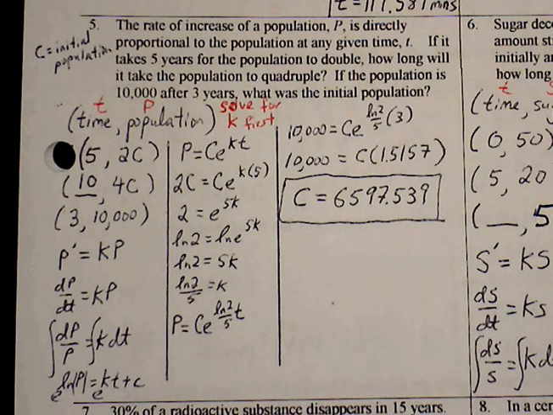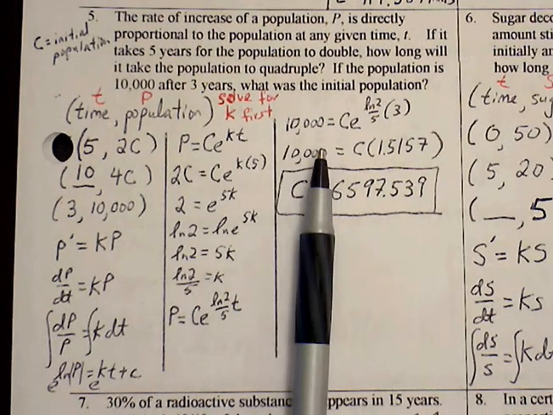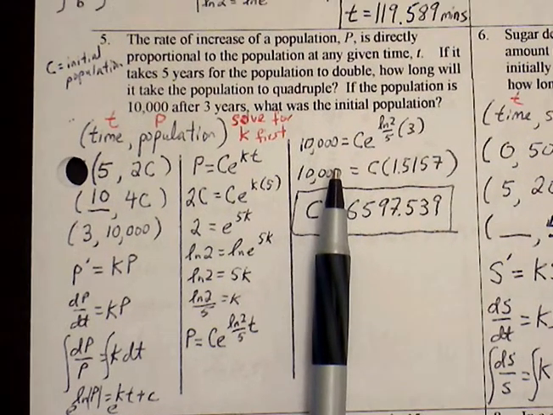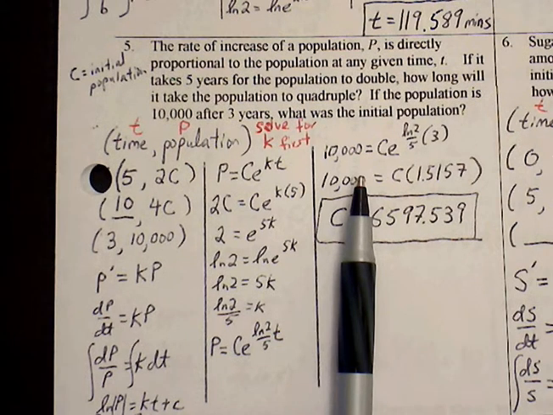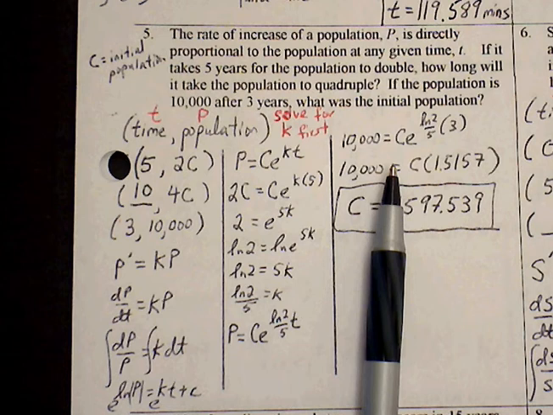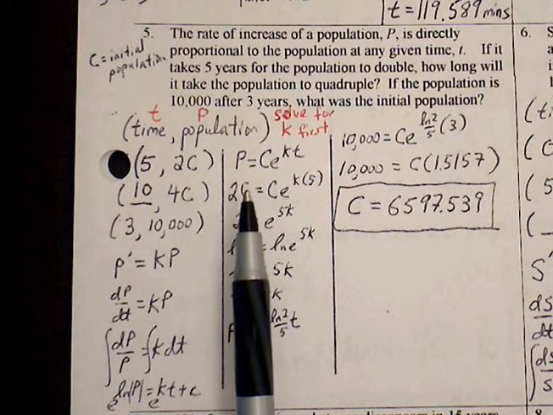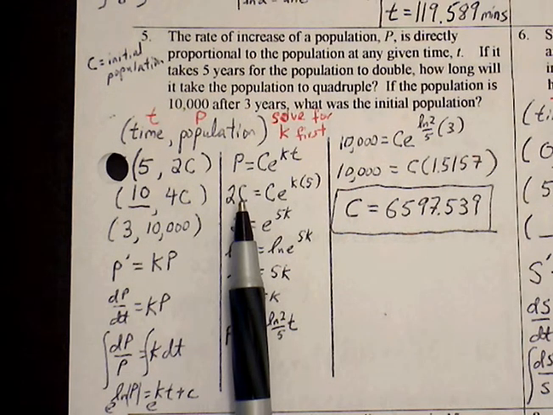Okay, we're continuing with quiz review for 6.2, 6.3. So number 5: the rate of increase of a population, P, is directly proportional to the population at any given time. If it takes 5 years for the population to double, how long will it take the population to quadruple? And if the population is 10,000 after 3 years, what was the initial population?